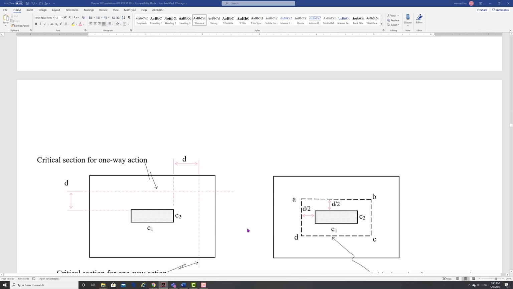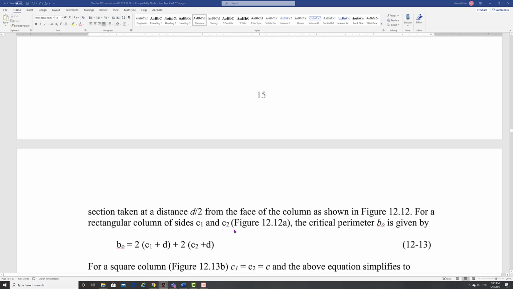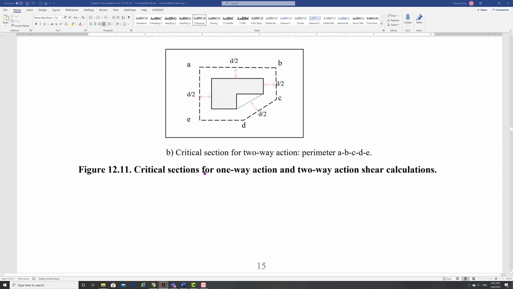So we'll come back to this thing. And that is taken at a distance d over 2. So to find the critical perimeter, you measure d over 2 from the face of your column in both directions. And then that defines where your b naught is going to be measured. Okay? And that's what is shown here.